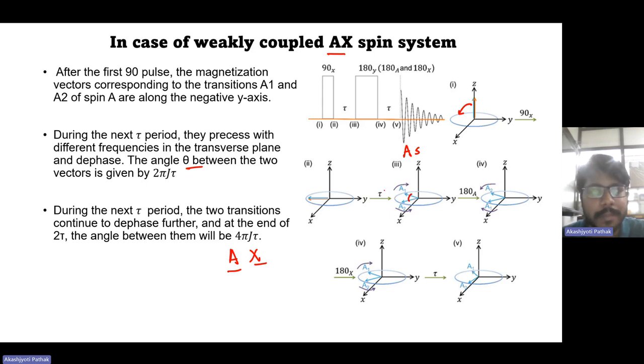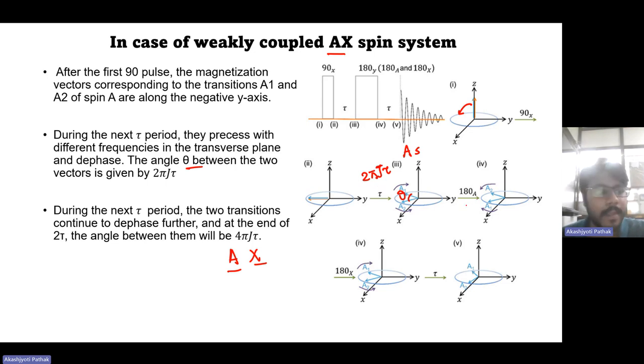After a delay of tau, the angle theta between these two vectors is given by 2 pi J tau. So what is J? We had discussed that J is the coupling constant between the two nuclear systems, between the A nuclei and the X nuclei. Since these are different nuclei, they will precess with different frequencies. And the phase difference between these two frequencies is given by theta equal to 2 pi J tau.